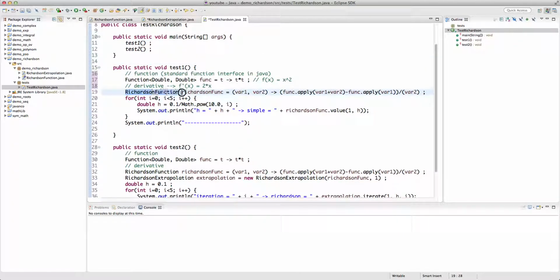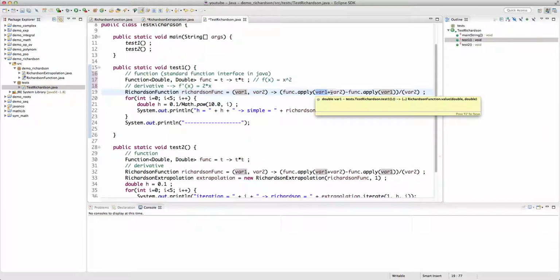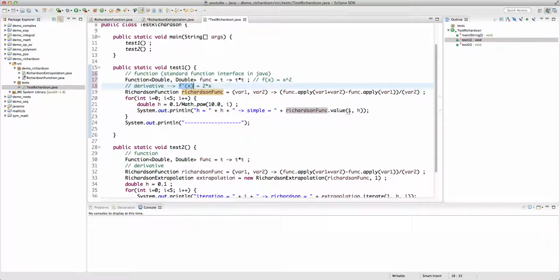I create a Richardson function, var1 var2. It takes var1 plus var2. This is f of x, t plus h, or x plus h minus f of x, sorry. So var2 is h, var1 is x or t. So x plus h minus f of x divided by h, var2. This is our standard forward approximation. And then what I'm doing here, I'm trying to calculate this derivative at x equals 1 or t equals 1, okay?